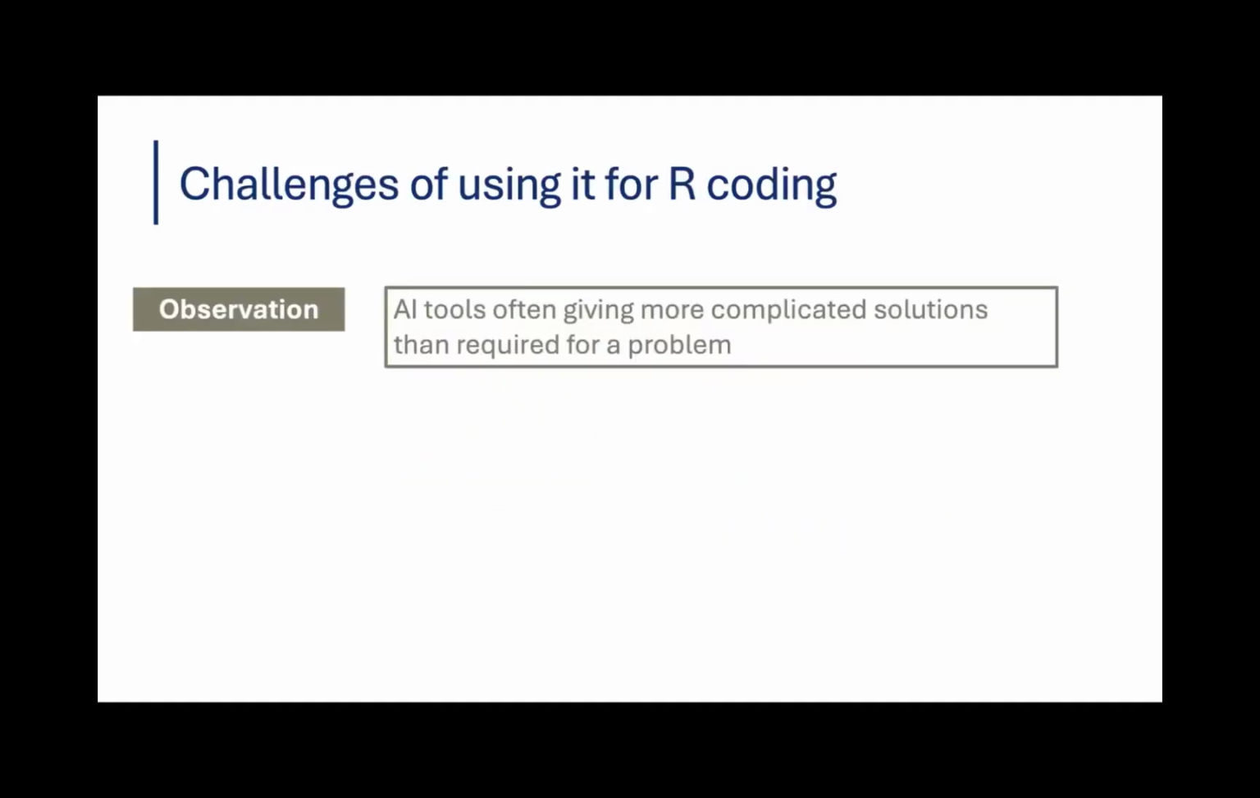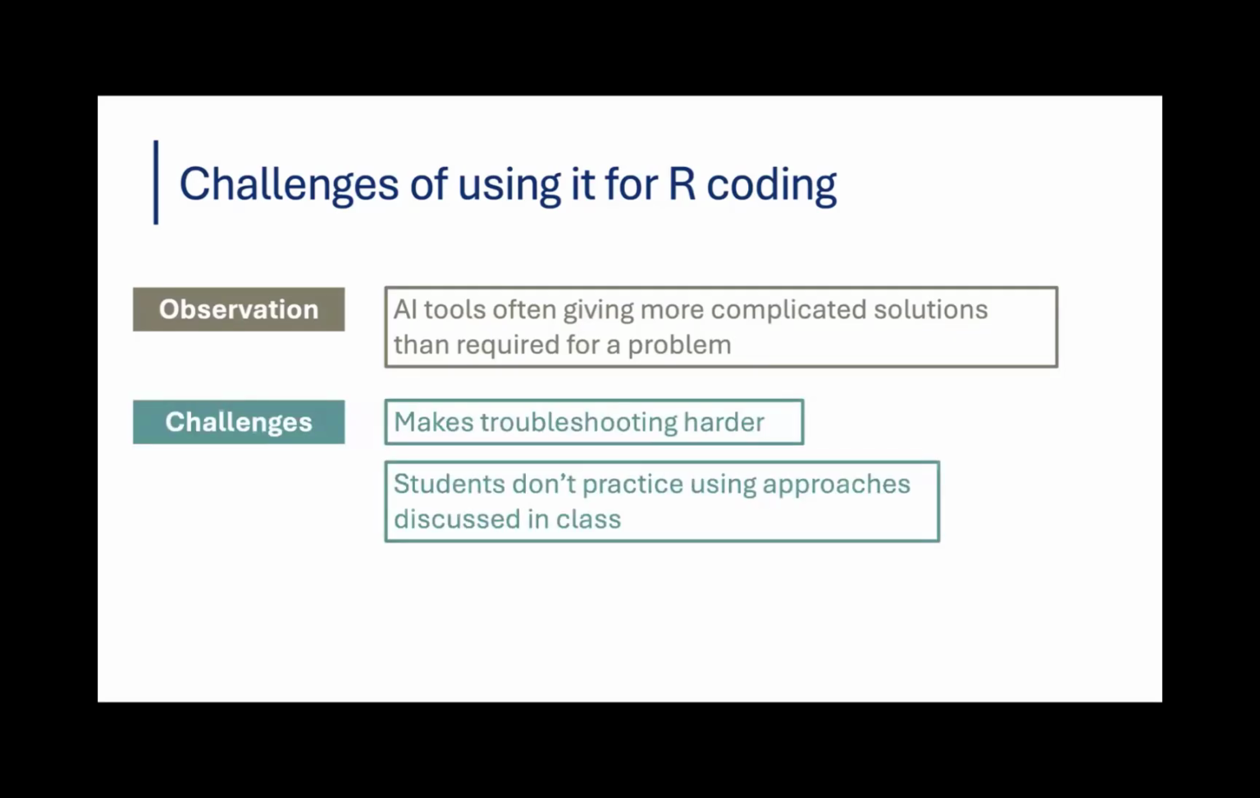This observation was that the AI tools were often giving much more complicated solutions than required for a problem. So students might be using Copilot or ChatGPT to understand this, and they found that they were using approaches that we hadn't got into in class and that were making things really complicated. This made their troubleshooting harder. And it also, from a pedagogical perspective, meant that students weren't practicing using these approaches.